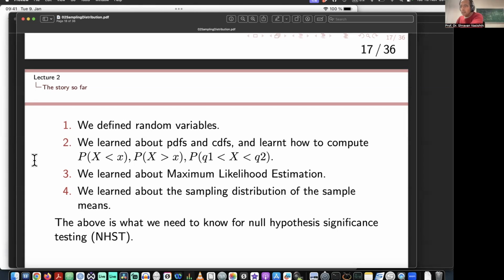I'm running out of power, so I've got to connect to the power. Right.